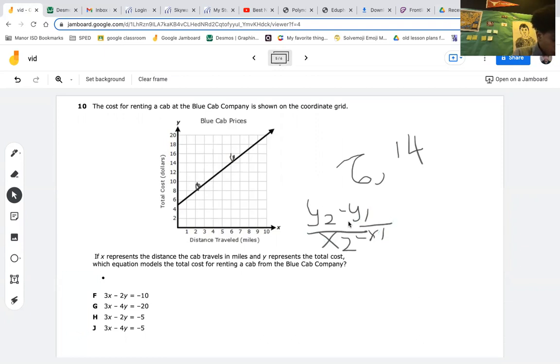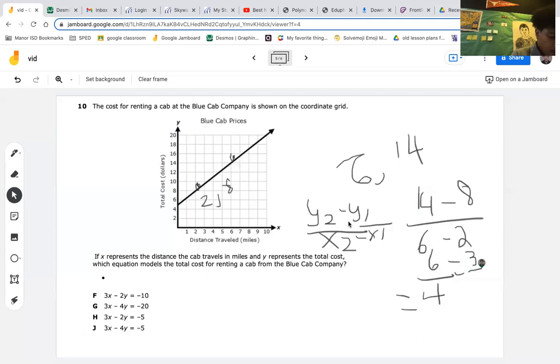So y2 is the second y value, so that's your 14, minus your y1, which is 8. This is 2, 8. And then over x2, the second x was 6. The one on the right, that's 6, 14. So it's 6 minus the first x value, which is 2. 6 minus 2 is 4. The bottom number is 4. 14 minus 8 is 6. So 6 over 4, which simplifies to 3 over 2 if you divide both numbers by 2. So the slope is 3 over 2.